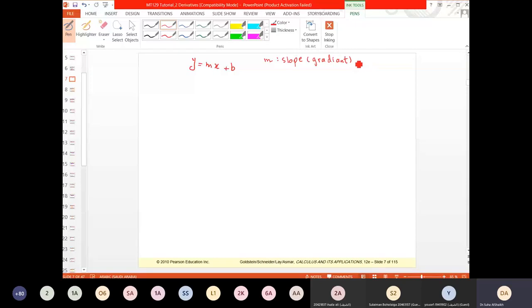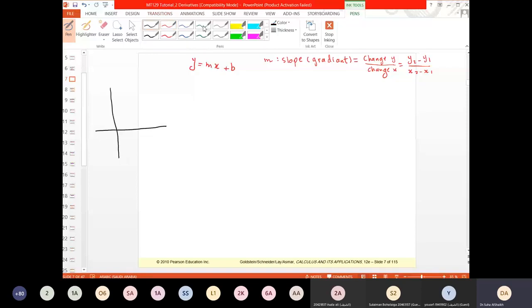Now, what does the slope mean? It means the change in the y divided by the change in the x. يعني how much the y is changing divided by how much x is changing. In other words, this is y2 minus y1 divided by x2 minus x1, and we say this is for 2 points that we have in our line.